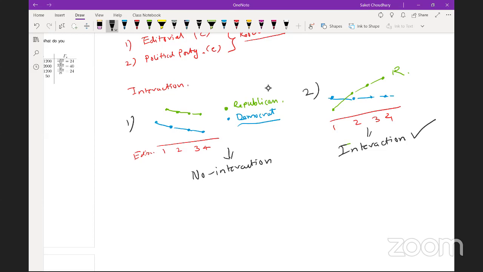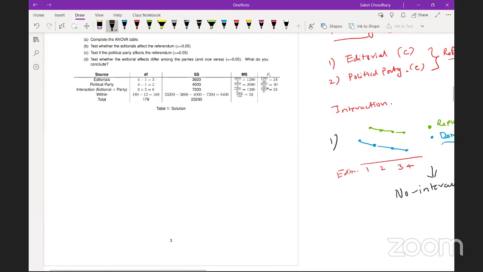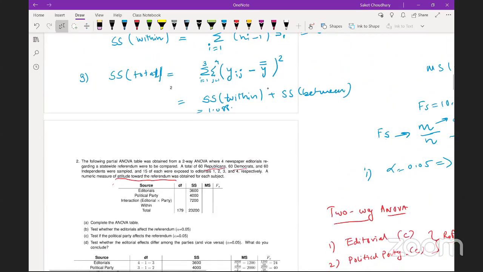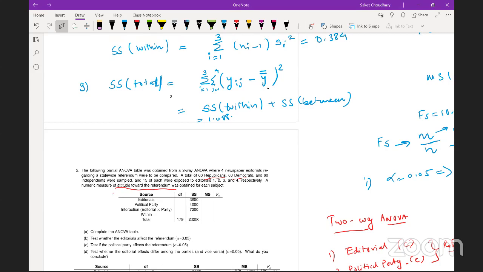Okay, so what does it mean to have an interaction? That means that depending on one level of the categorical variable, the response that you see in the other categorical variable, in terms of the numerical value that you're calculating, is different. And that's essentially the third term that you're seeing in this table here, the interaction term. All right, so first we want to be able to complete this table. We'll go step by step.